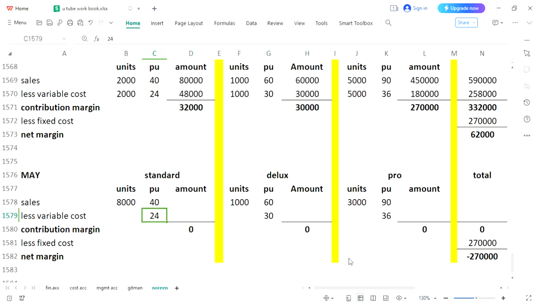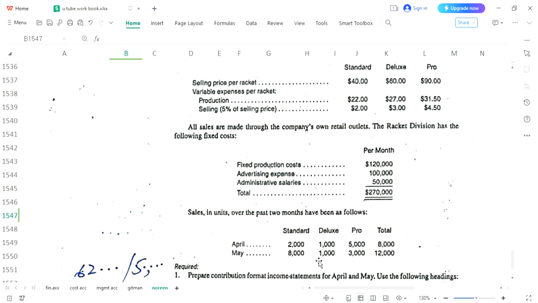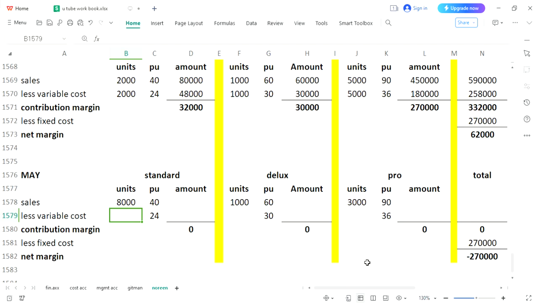So we are very open to make our calculations by self, because the only thing which we were required to change were units. We have changed units according to May. Look at here, 813, 8,000, 1,000, 3,000. It was a double check actually.